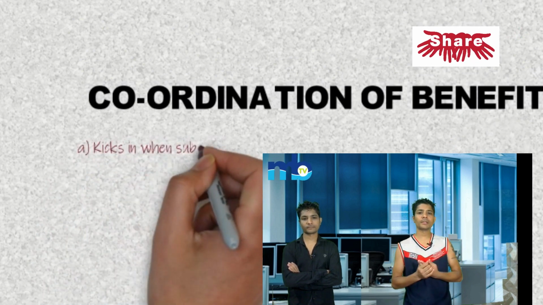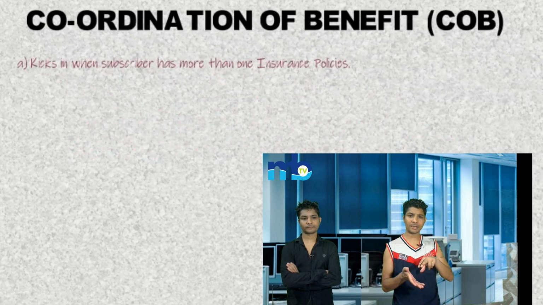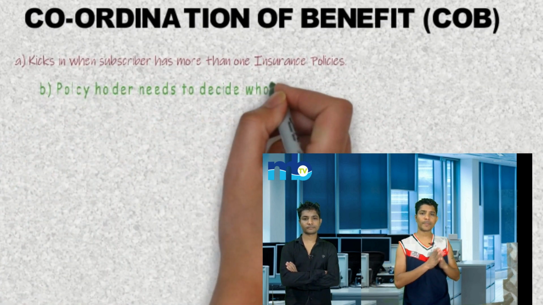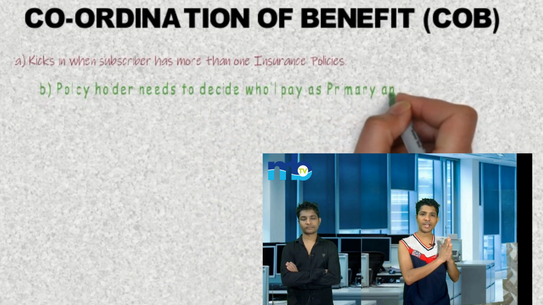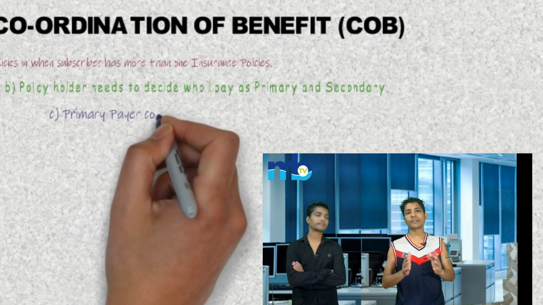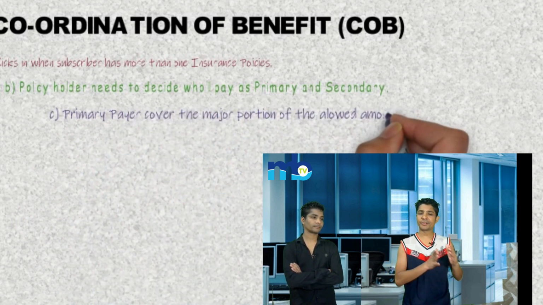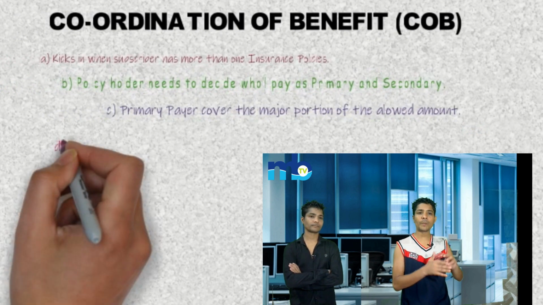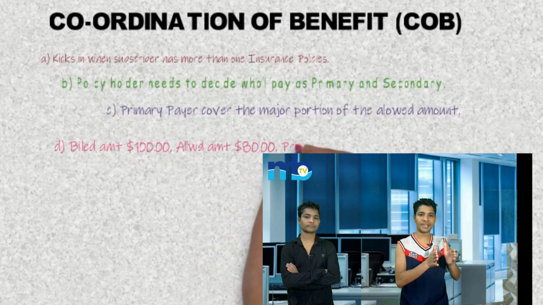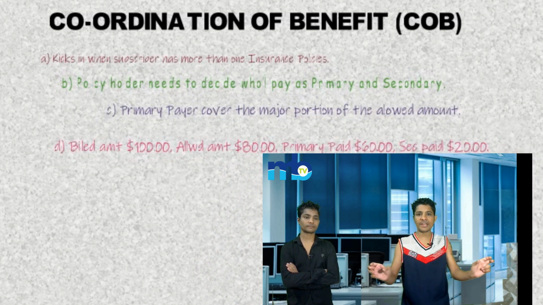COB means coordination of benefits. This terminology kicks in in the medical billing industry when a patient has more than one insurance policy. So it's a situation in which the patient needs to select who will pay first and who will pay second, because both insurance companies cannot process the claim as a primary insurance.